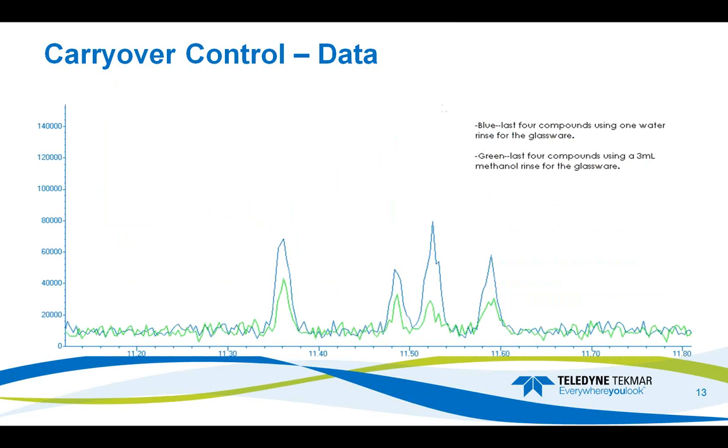Then again, we're looking at the same last 4 eluters, so hexachlorobutadiene here, 1,2,4-trichlorobenzene, naphthalene, and 1,2,3-trichlorobenzene. The blue line is using 1 water rinse of our glassware, and the green line is using the methanol rinse. And so we can see a significant reduction in that carryover rinsing the pathway with methanol.